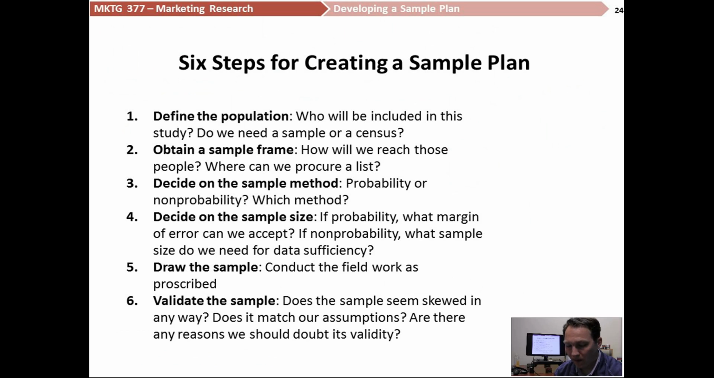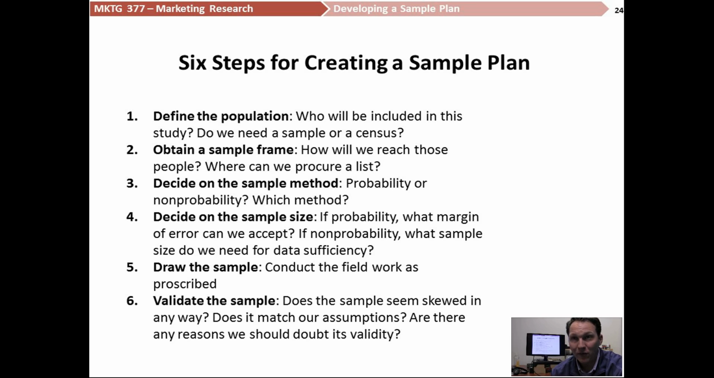So there are really 6 different steps that are involved in creating a sample plan. And a sample plan is where you write down in your proposal or in your research planning document or whatever you're using to decide how you're going to do your research, what steps you're actually going to take in order to sample a population. So first of all, the first step, of course, is to define the population. Who's going to be included in the study, and do we need a sample or a census? Now, most of the time, like I've said, it's going to be a sample. You're not going to take a census unless you can afford to or unless you really need to.